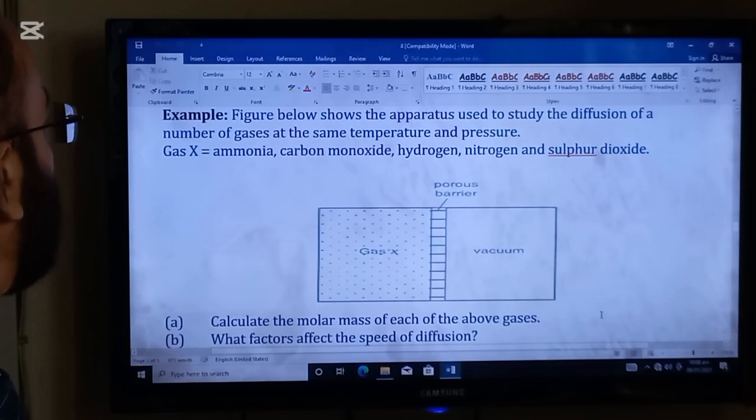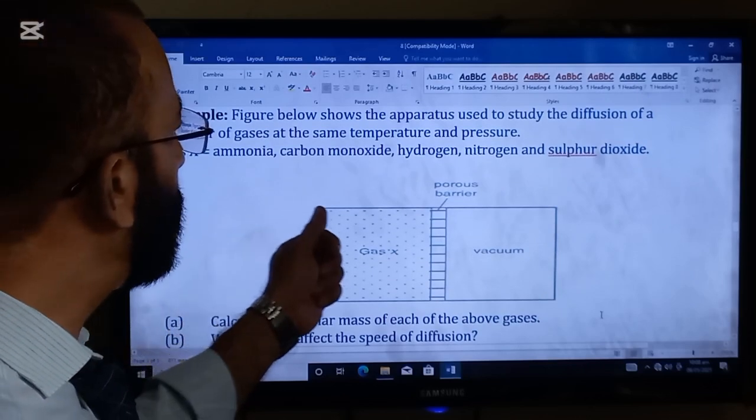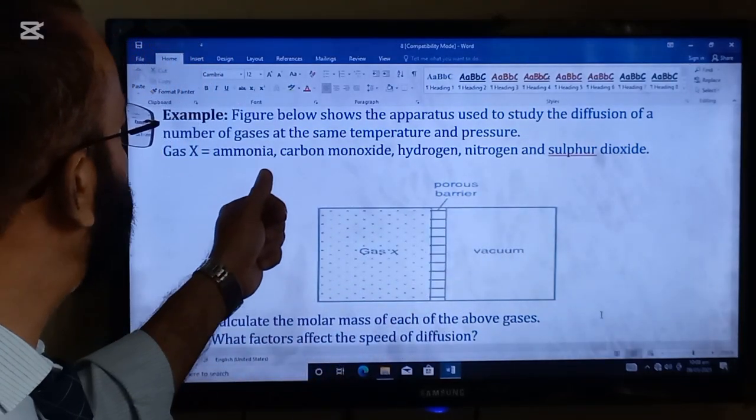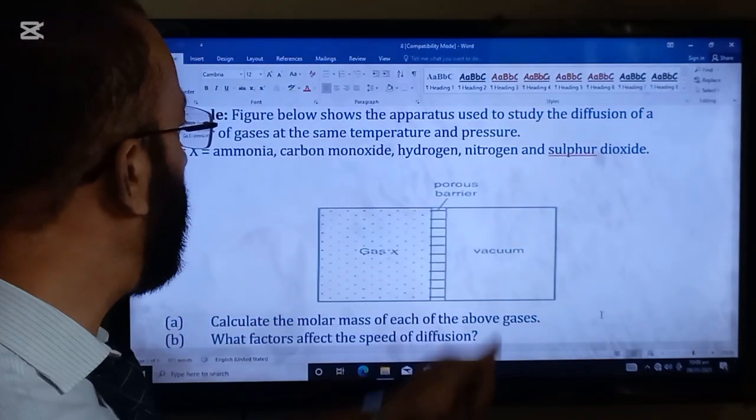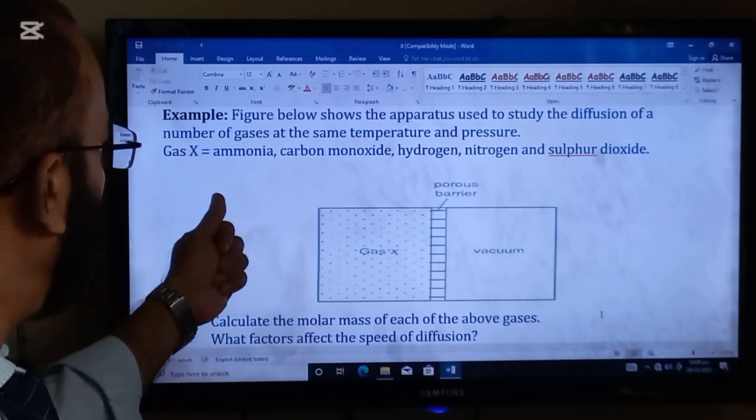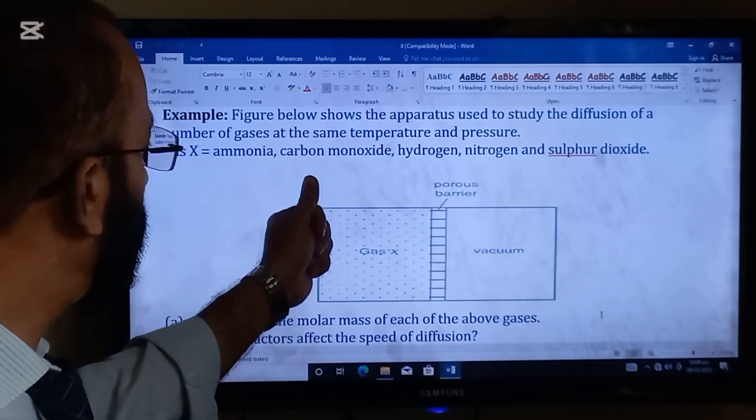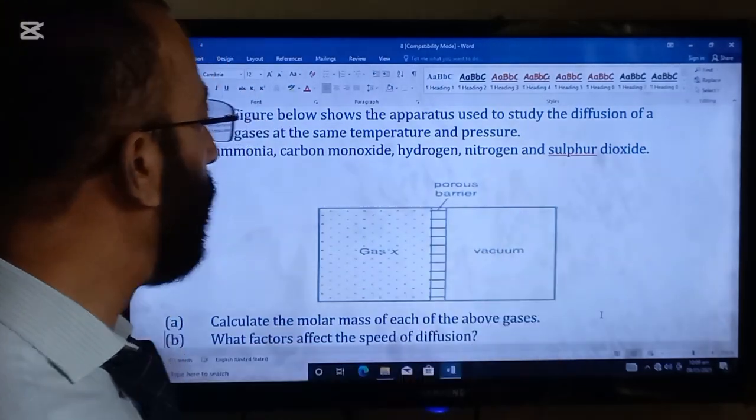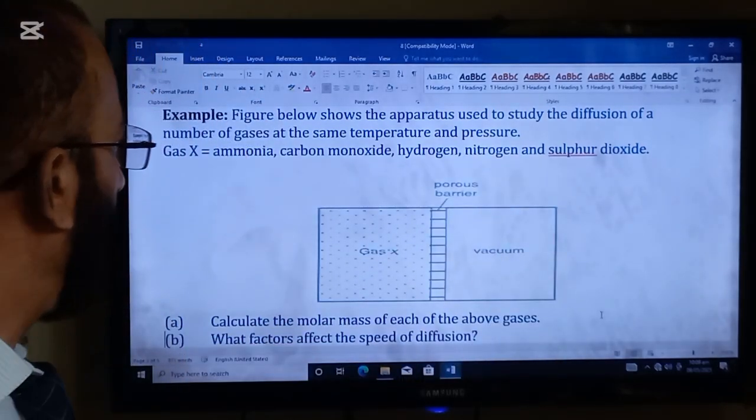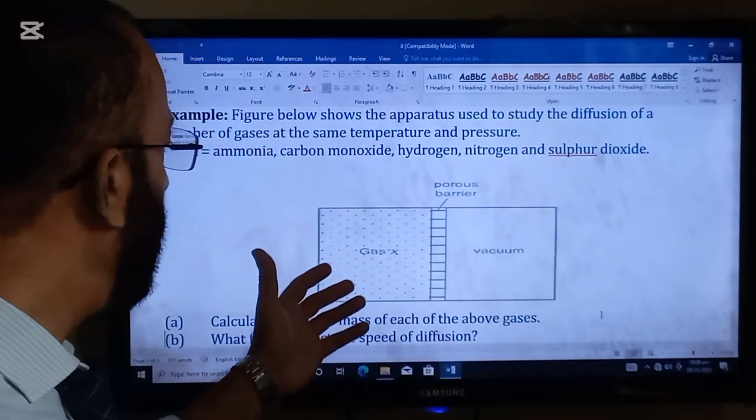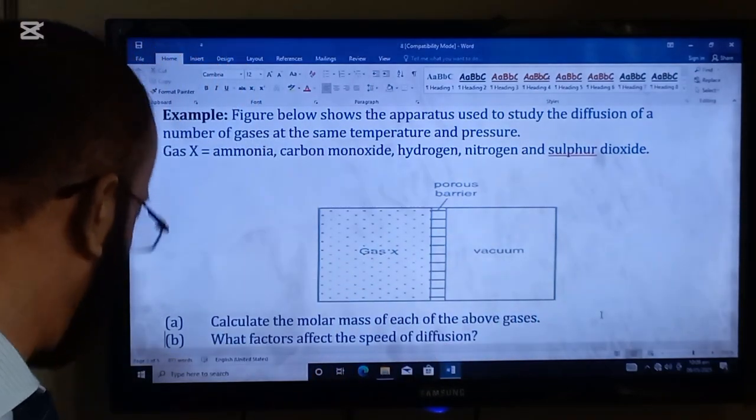Another example is: the figure below shows the apparatus used to study the diffusion of a number of gases at the same temperature and pressure. The gases will be ammonia, carbon monoxide, hydrogen, nitrogen, and sulfur dioxide. Here is a porous barrier, here is vacuum, and here the gas will be placed.